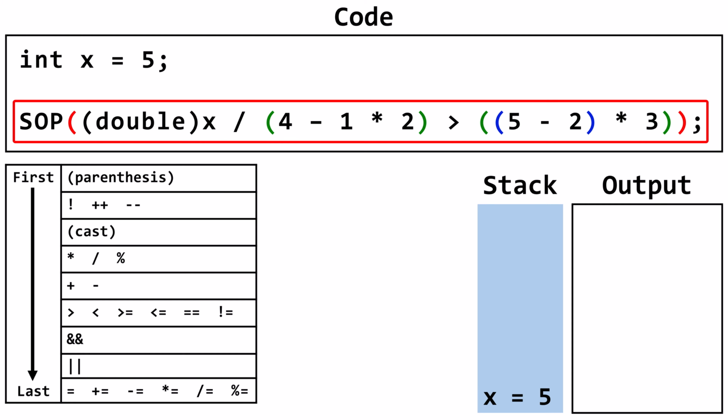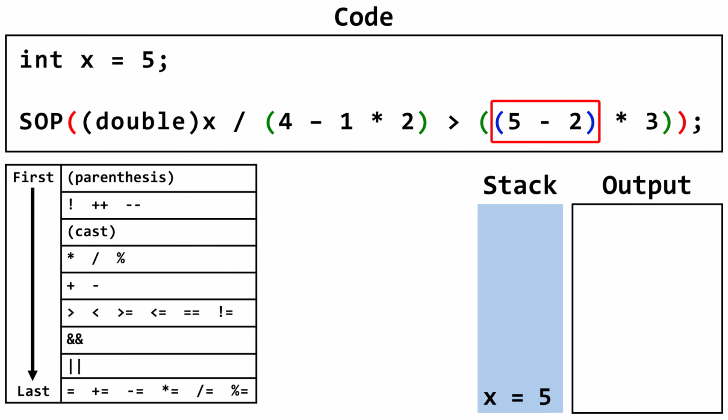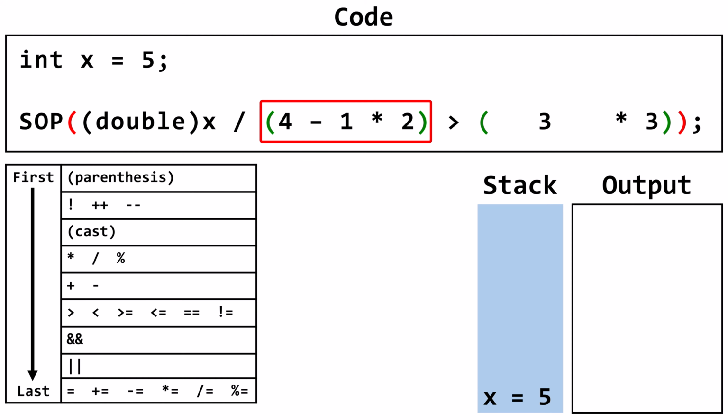Since parentheses have the highest precedence, we're going to start with the innermost parentheses. There's only one operator inside these parentheses. 5 minus 2 is 3. We have two sets of green parentheses. The set to the left takes precedence. Inside these parentheses, there are two operators, subtraction and multiplication. Multiplication takes precedence, and the product of 1 times 2 is 2. Next, 4 minus 2 is 2.